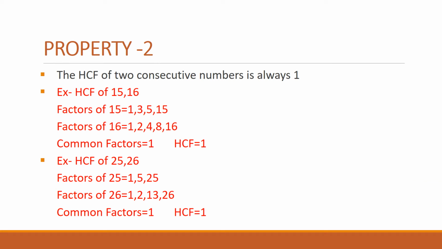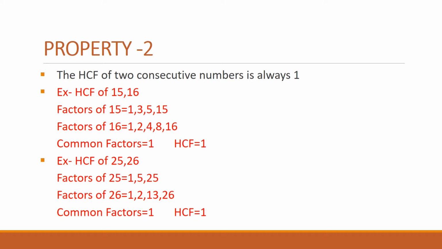The HCF of two consecutive numbers is always 1. Consecutive means one number after the other. For example, HCF of 15 and 16. 15 and 16 are consecutive numbers.